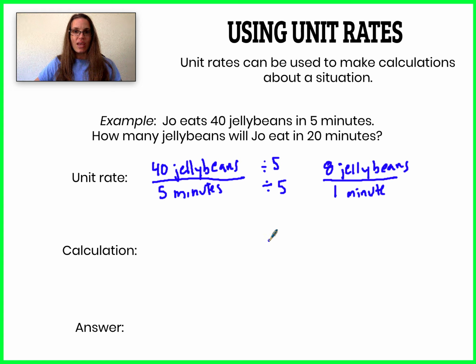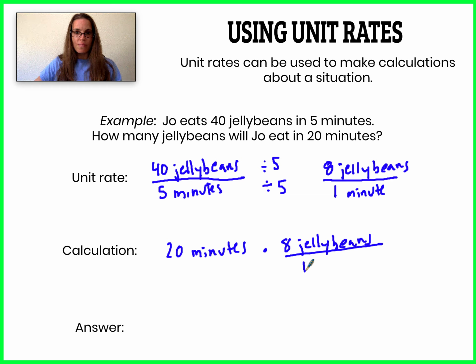Now that I do have my unit rate, I can make my calculation. I can answer my question. How many jelly beans will Joe eat in 20 minutes? So 20 minutes. How many jelly beans will Joe eat? Well, we know for each of those minutes, Joe will eat 8 jelly beans. We can therefore multiply 20 minutes by the unit rate, 8 jelly beans per 1 minute, and that will give us the answer to our question.